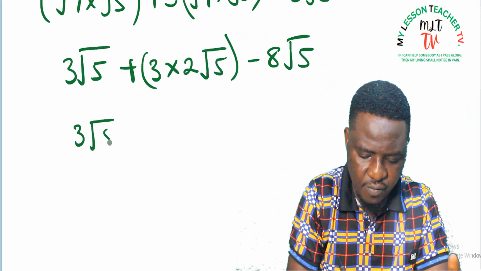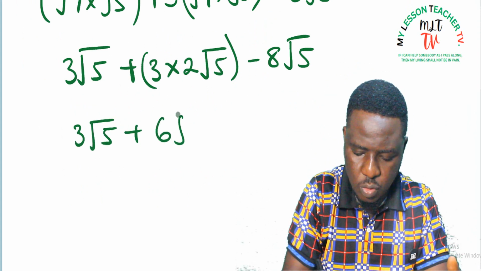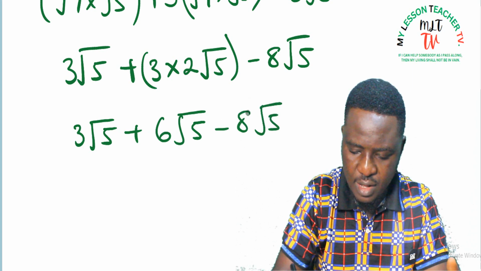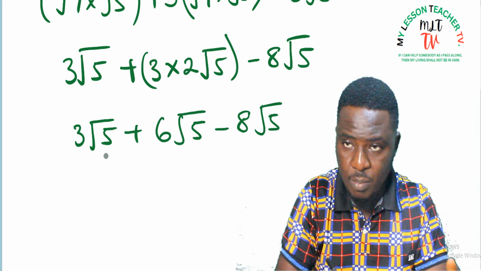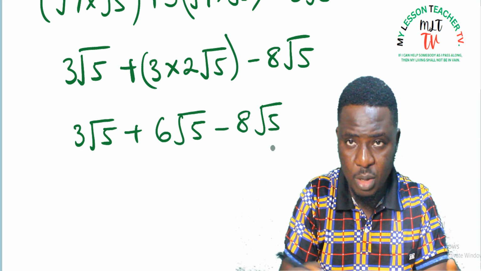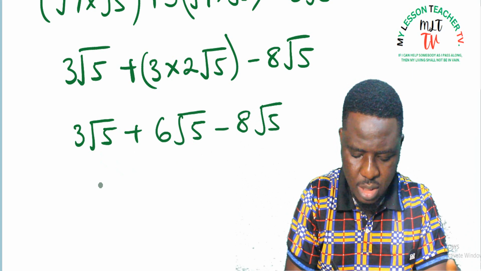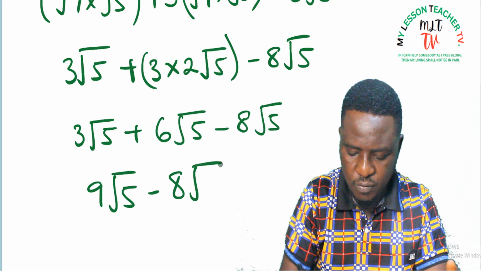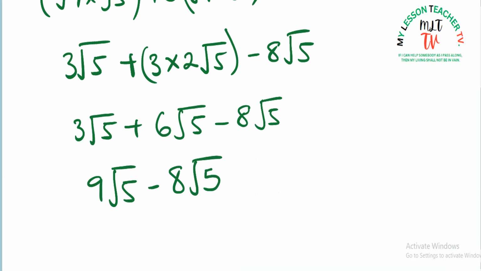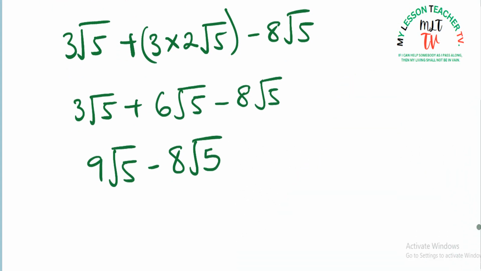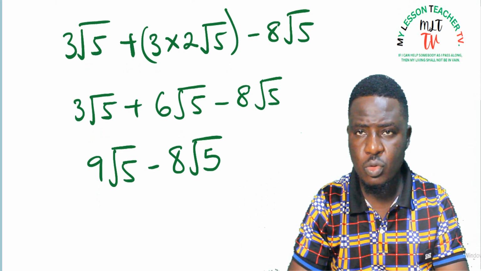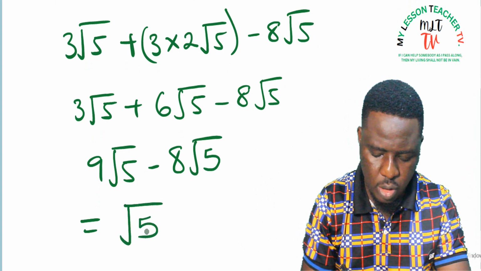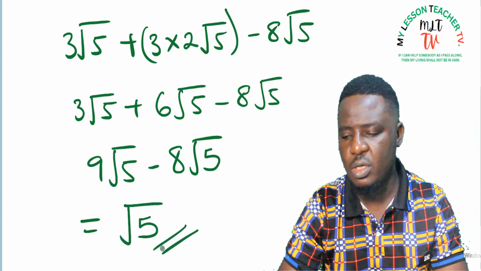So this becomes 3 root 5 plus 6 root 5 minus 8 root 5. So let's sum before we subtract, obeying BODMAS. So this becomes 9 root 5 minus 8 root 5. Since they are all like terms, you can carry out the operations of addition and subtraction. 9 root 5 minus 8 root 5 leaves us with root 5, or you call it 1 root 5 as your answer.